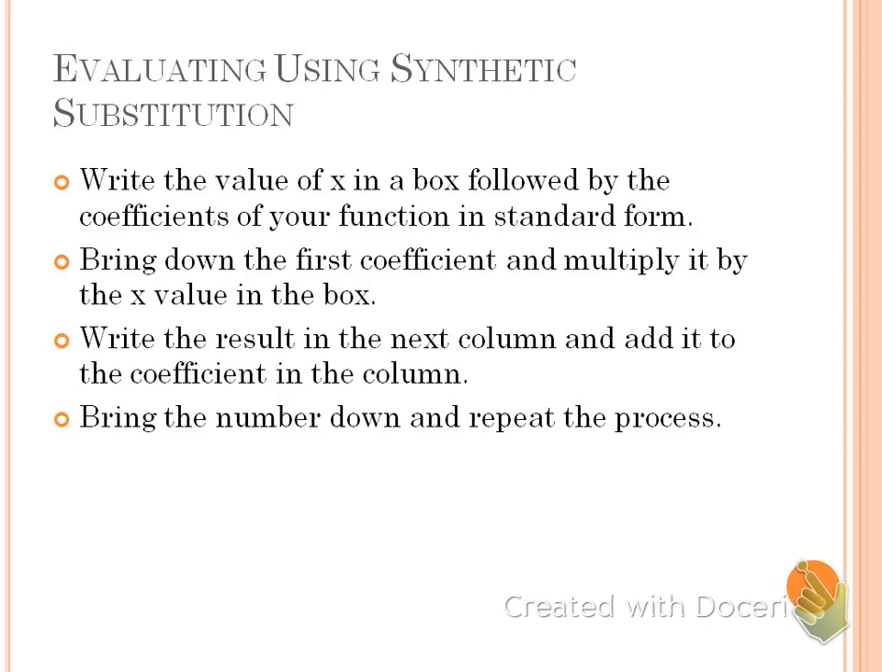The next thing you want to do, you want to bring down the first coefficient, multiply it by the x value in the box. You write that result in the next column. So below the next coefficient, you would write the answer you get when you multiply the first coefficient times the number in the box. Then you add it to that coefficient, bring it down, and repeat the process. That sounds like a lot. Once you see it, it'll make a little bit more sense, but that is the method for synthetic substitution.